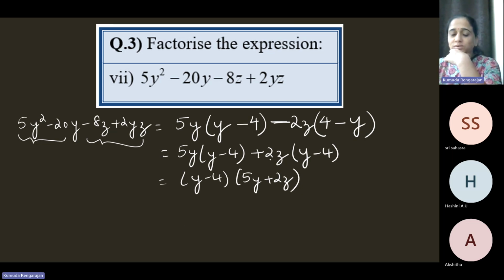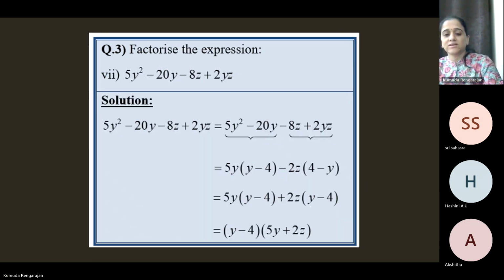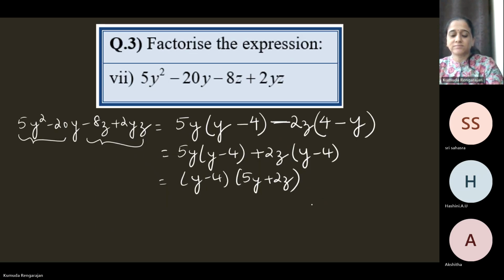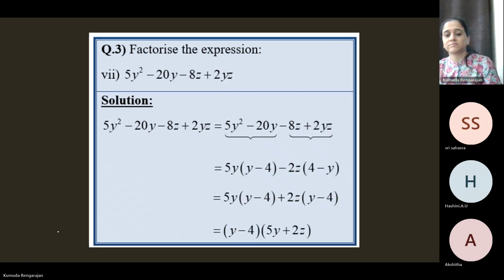Okay. So that last part, I think we didn't do it correctly. You said 5y minus 2z, right? Hasini, you also got that. Please correct that.